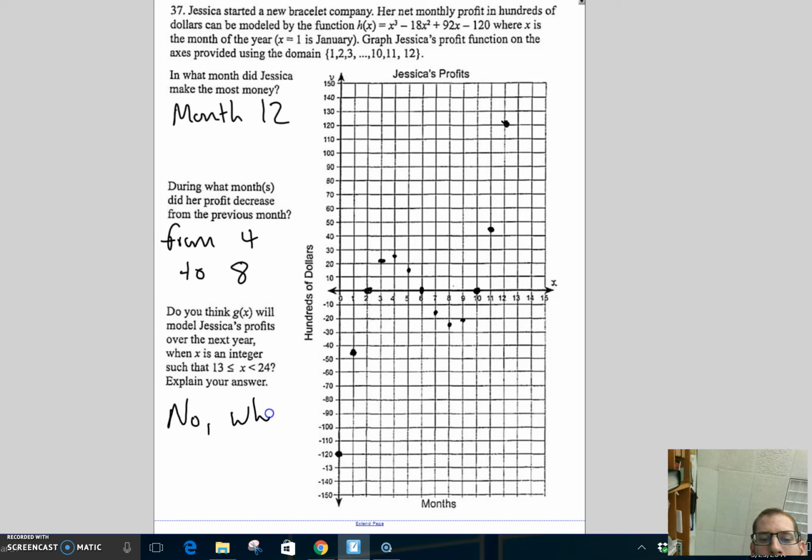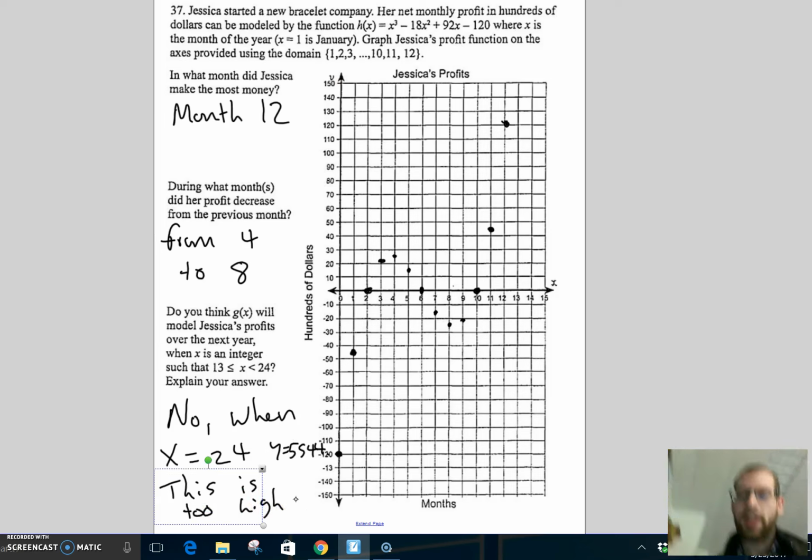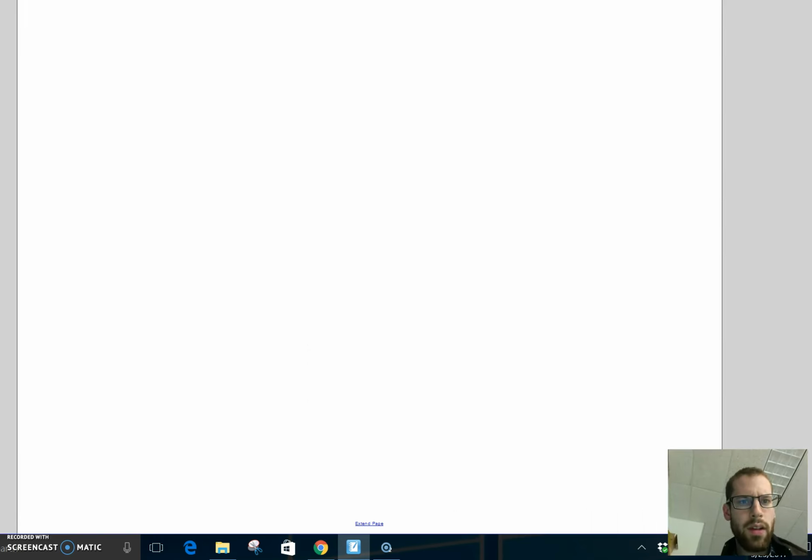And I'm going to say when x equals 24, y equals 5,544. I just checked my calculator. This is too high. And that's because this graph is going to be approaching infinity as it gets higher on that end. Okay. And I believe that's it.